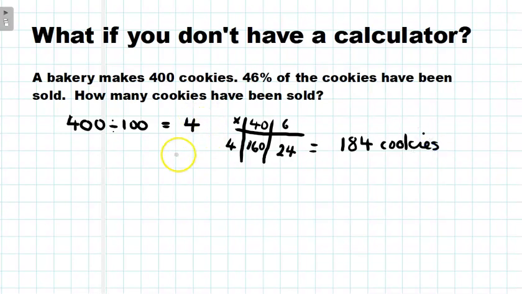Now, I did that a little bit quickly, so you might be looking at that and going, well, hold on a minute, I wouldn't know how to do that. And what if it isn't a straightforward divide by 100? The other way we can do this is to actually break down the percentage into easier bits that we do know. So 46%, what is it? We know it's a 40% and a 6%.